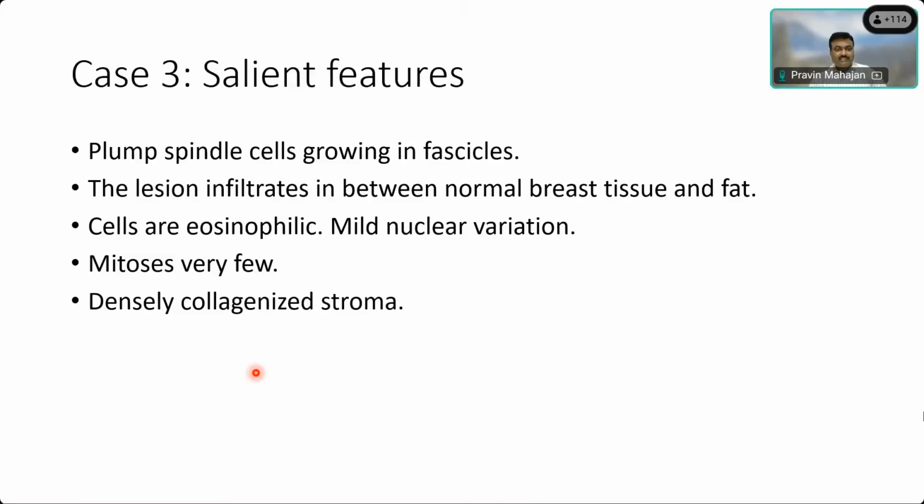These are spindle cells in fascicles, fake fascicles. It's infiltrating between the normal breast tissue and fat. Cells have eosinophilic cytoplasm, mild to moderate nuclear variation. Mitoses were very few, probably, and dense collagenized stroma is there, and in some places myxoid.